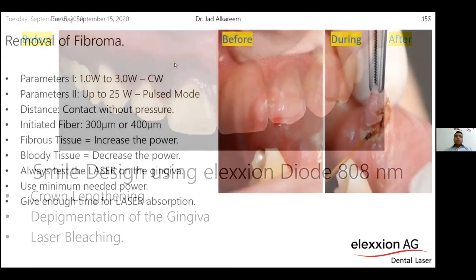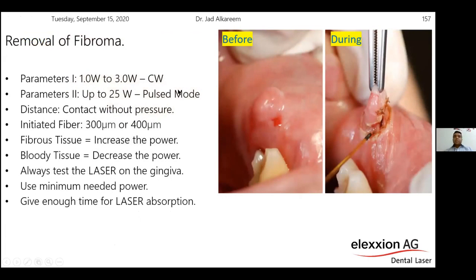Another case too is removal of fibroma. So the parameters are also the same, 1 watt up to 3 watt in continuous wave, and up to 25 watt in the pulsed mode. The fibers were 300 up to 400. You apply with a contact and without doing any pressure.